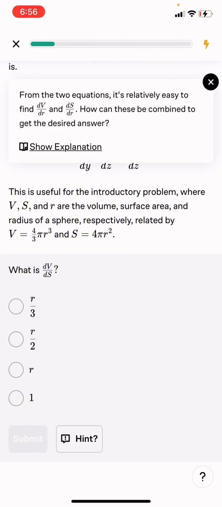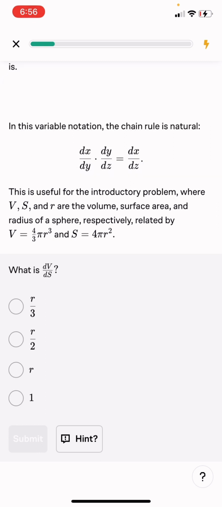Let me see. For the two equations, it's relatively easy to find derivative of V over derivative of r, and derivative of S over derivative of r. How can these be combined to get the desired answer? That's pretty easy, but let's see this. Divided by itself.